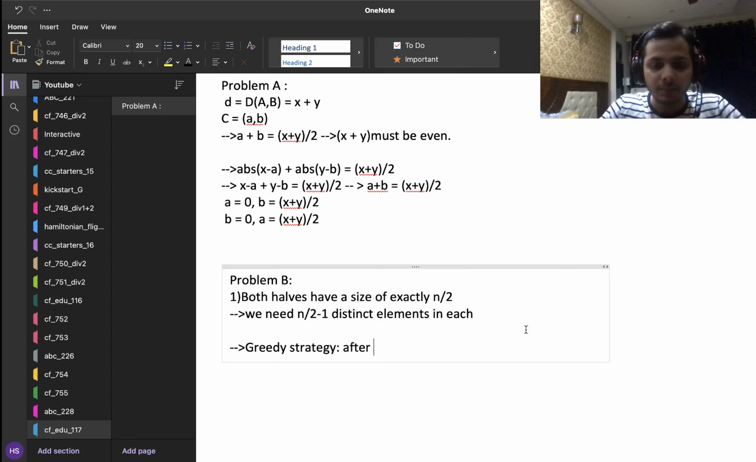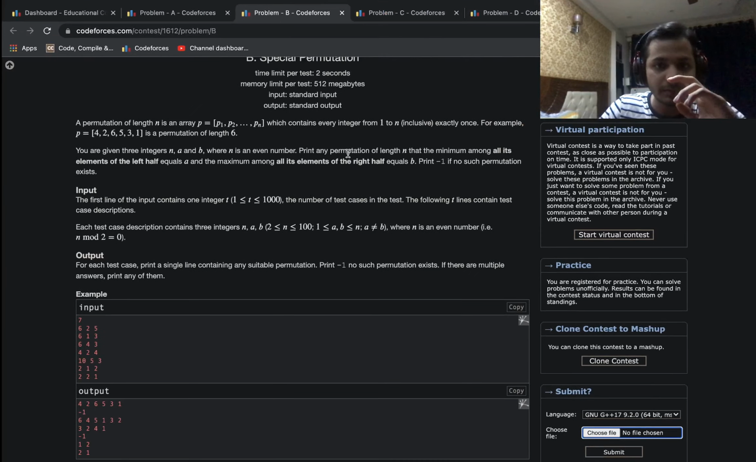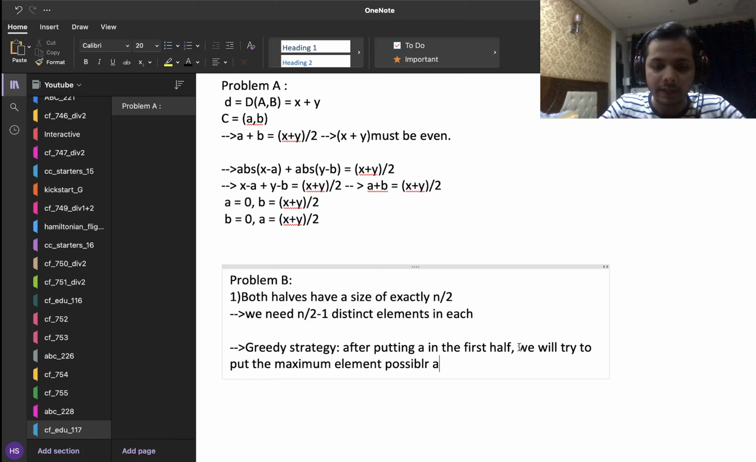So after putting a in the first half, what we want in the problem is that a has to be the minimum element in the first half. So after we have put a in the first half, we will try to put the maximum element possible at each stage in the first half, right?